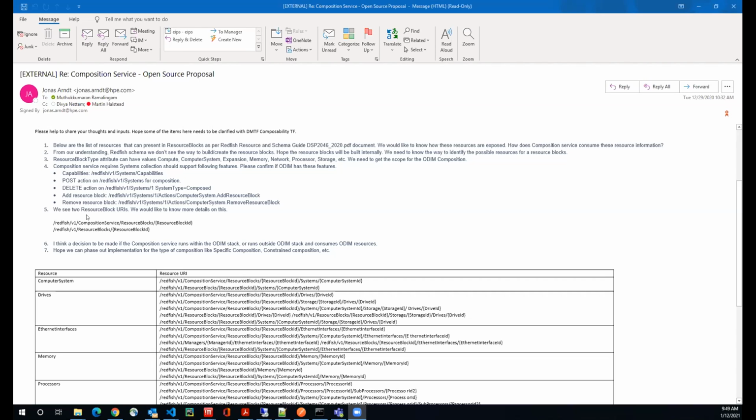And the 6th point is like the composition service, whether it is running within the ODIM stack or runs outside as a separate service and consumes the ODIM resources as a client, something like that. Earlier we had some discussion on this. I need this forum to confirm where it should position the composition service. Okay.